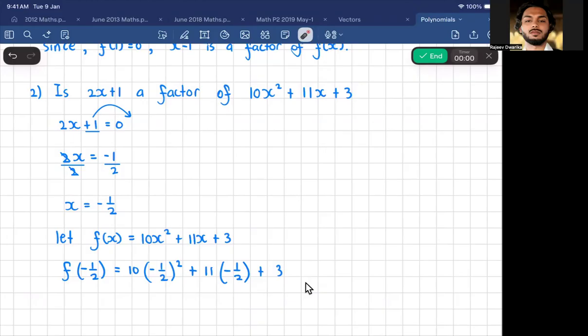I guess let me show you the full working, right? If you have 2x plus 1 is equal to 0, we're trying to find x. So in other words, x should be the only thing on the left-hand side. We don't want anything but x on the left-hand side. Yeah? So the full working would be this.